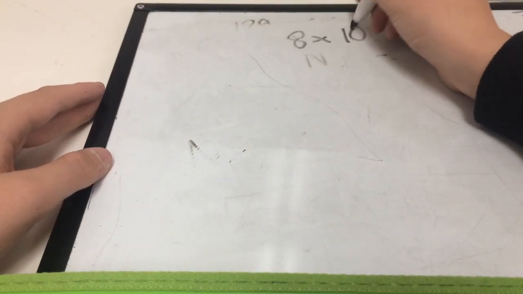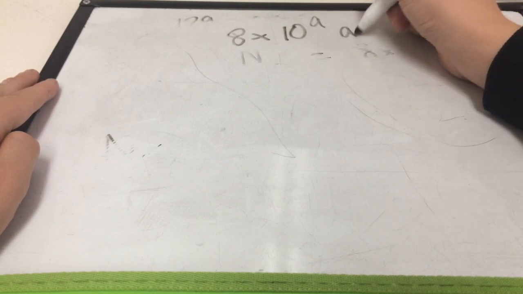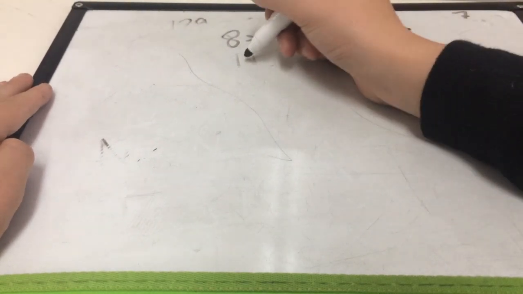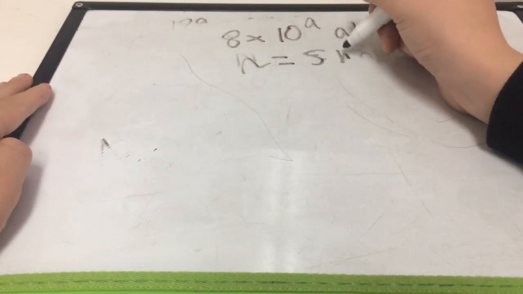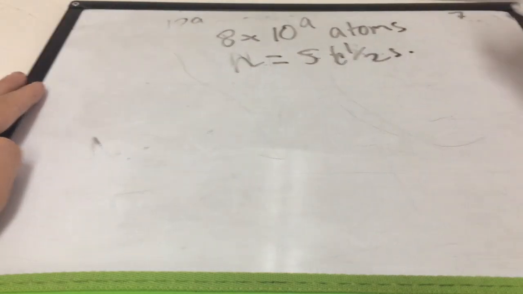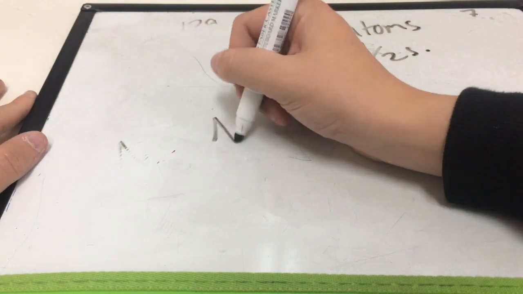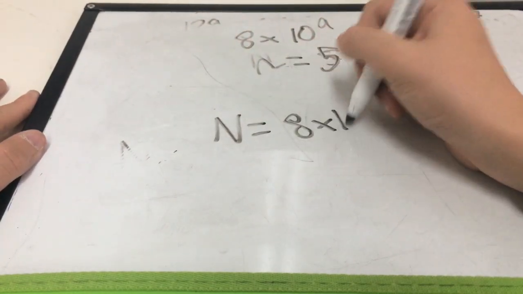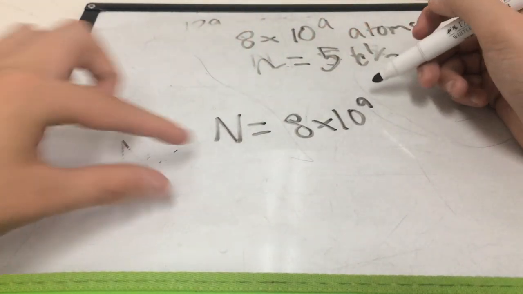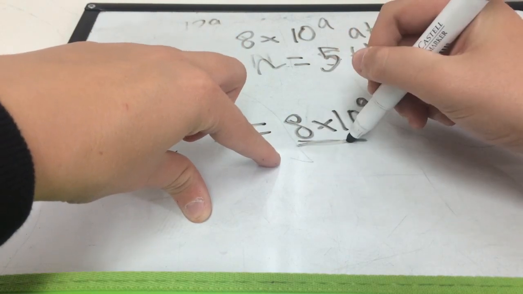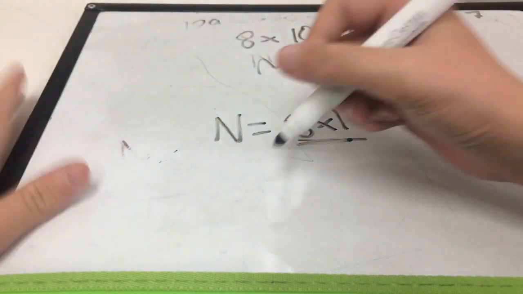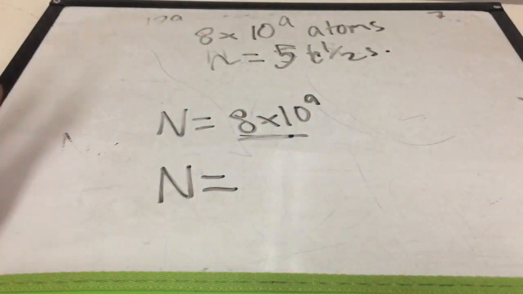So we know 8 billion atoms, and we've got 5 half-lives. Right. So now we just plug in our formula. 8 billion atoms. And remember, whatever unit we use here will be the unit we get. So how many atoms are we going to have left in this nucleus of iodine?